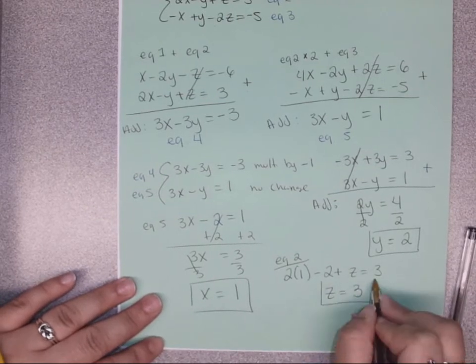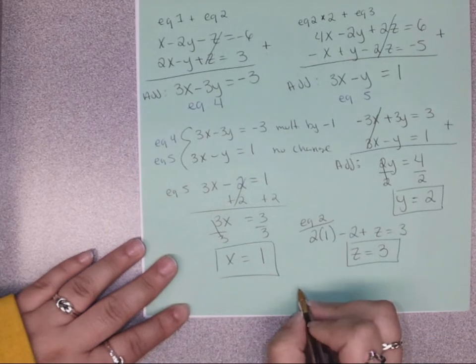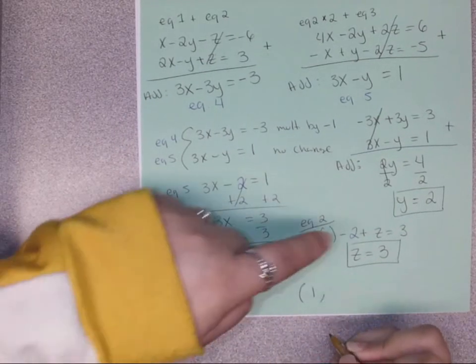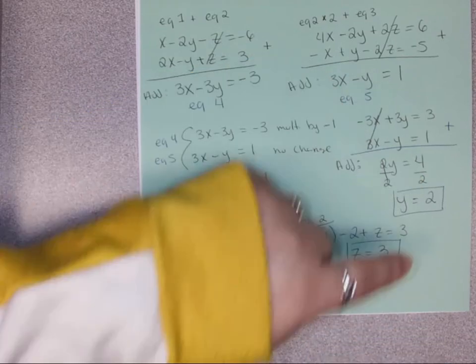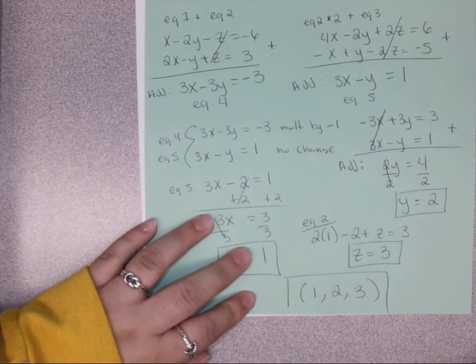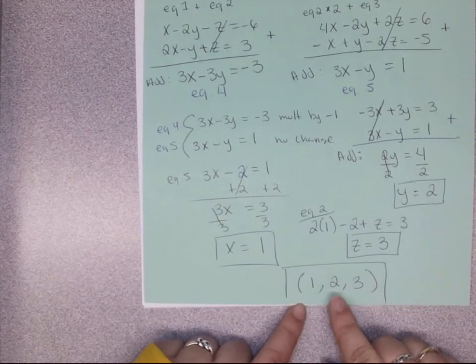So that means the solution is x is 1, comma, y is 2, comma, z is 3. So the triple point here is 1, 2, 3.